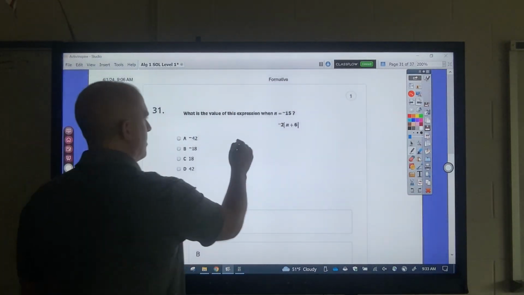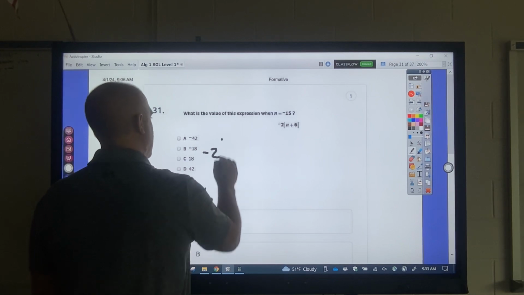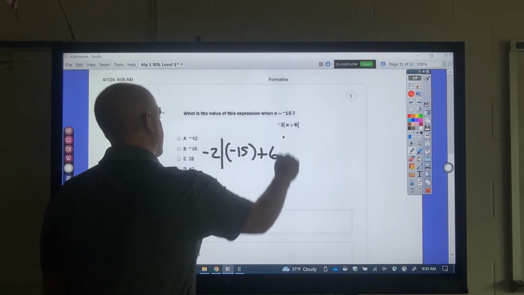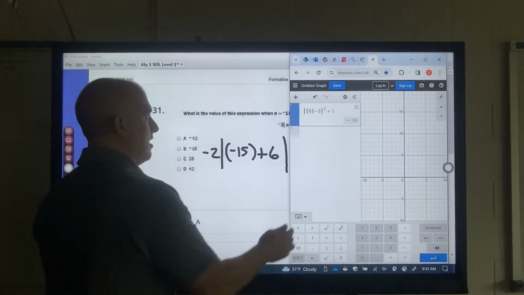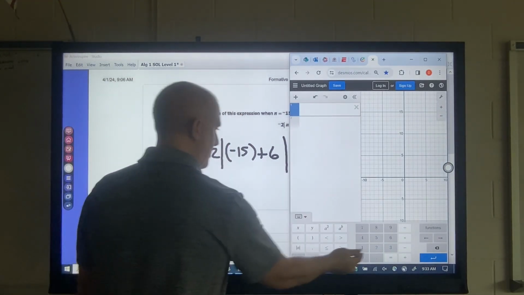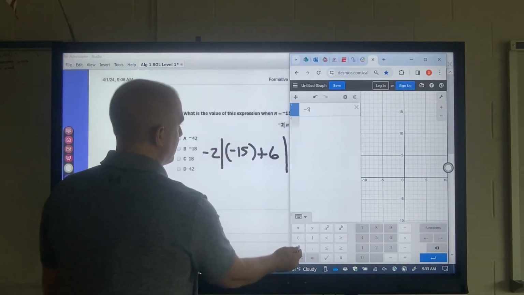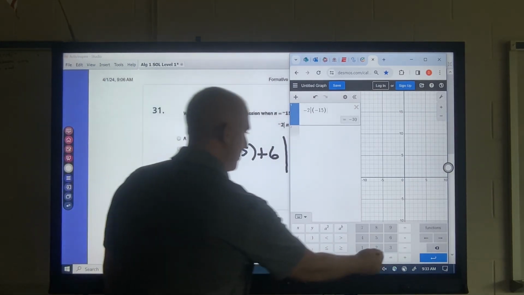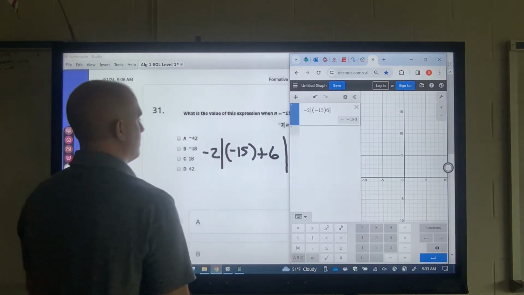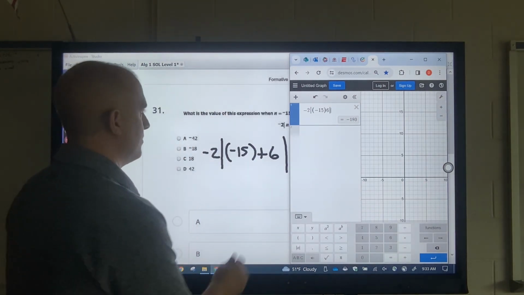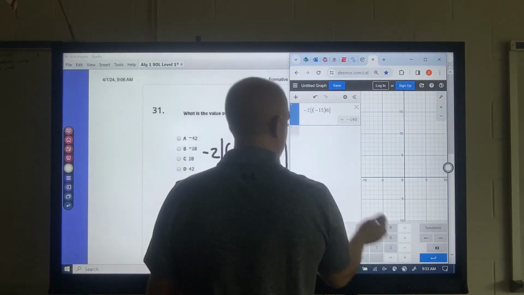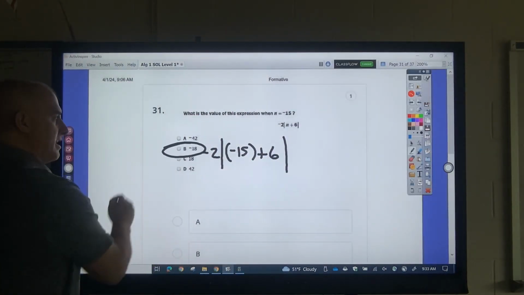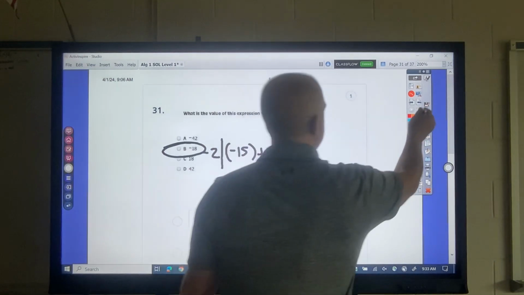So this one, I would do negative 2, absolute value. I put negative 15 in parentheses, plus 6, close the absolute value. Now, where is absolute value located? So I type negative 2, absolute value is here. Absolute value, parentheses, negative 15, close it, plus 6, close my absolute value. Whoops, I forgot the plus 6. Thought I hit that plus 6. It gives me negative 18, that's my answer. Trust what the calculator tells you.